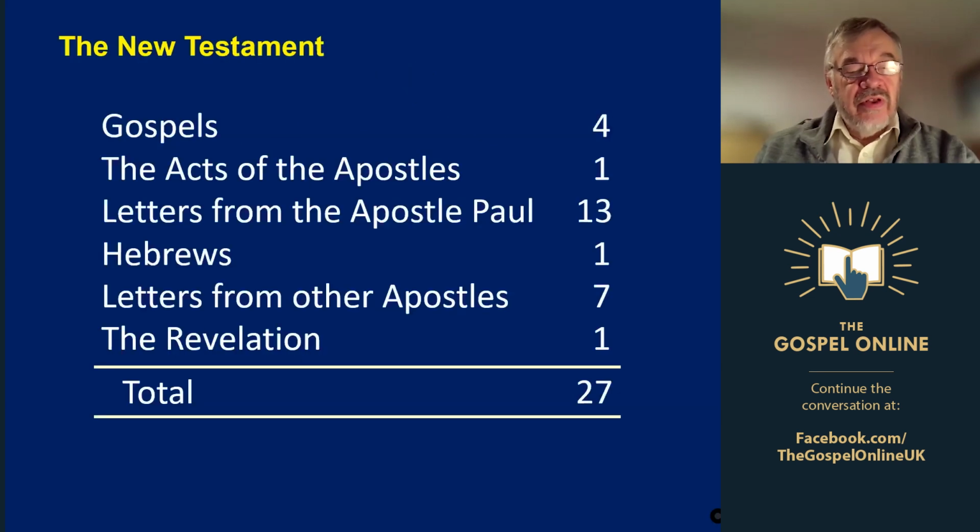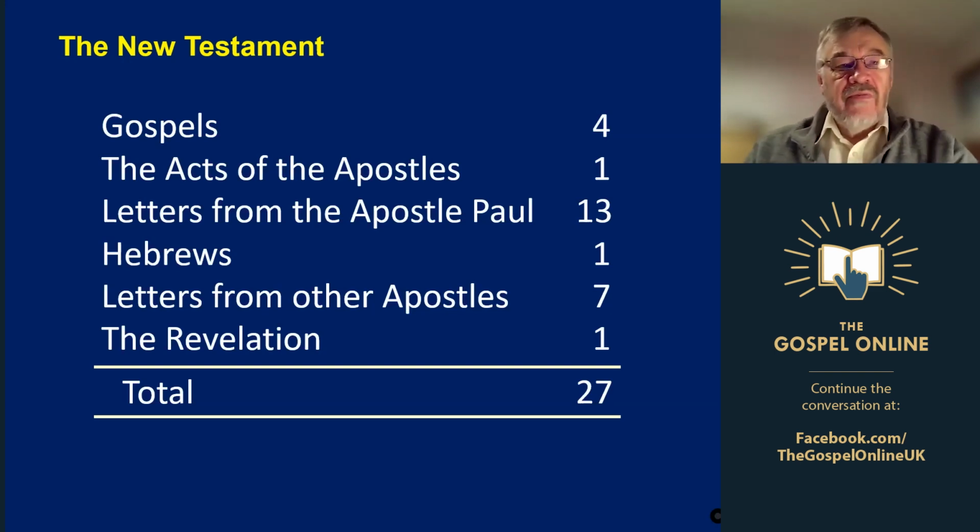So the New Testament is a compilation. It's a compilation of 27 books. Four of them are the Gospels. They're the direct accounts of the work and the teaching of Jesus. Acts of the Apostles gives the movement of some of the apostles after the resurrection of Jesus.